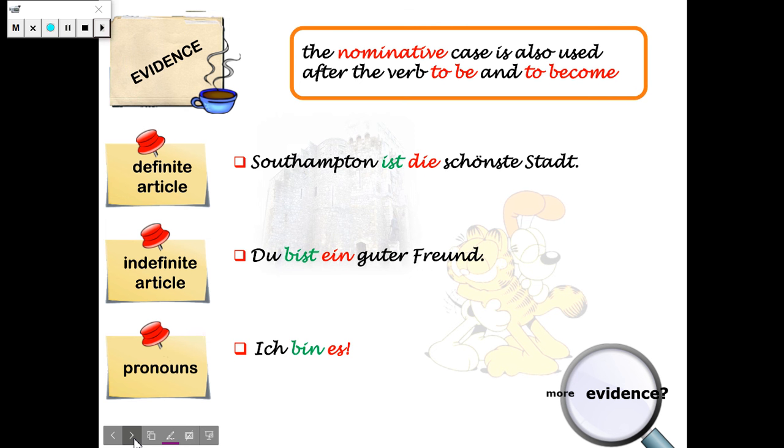Southampton ist die schönste Stadt. Southampton is the most beautiful town. Du bist ein guter Freund. You are a good friend. And ich bin es. Here I am. I am it, literally, but here I am. Ich bin's. Okay.